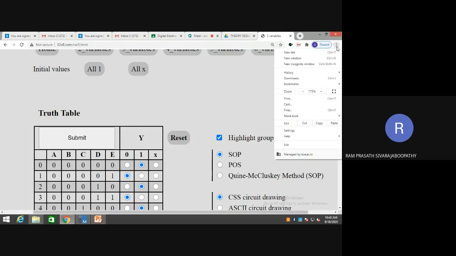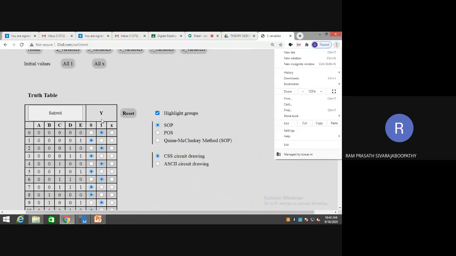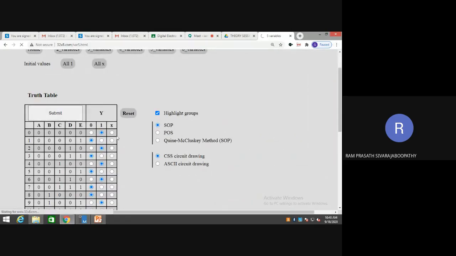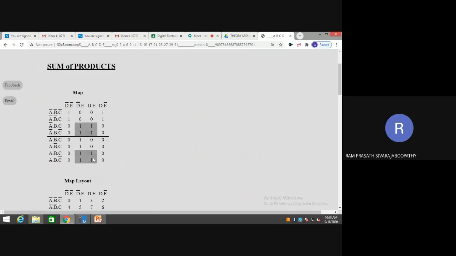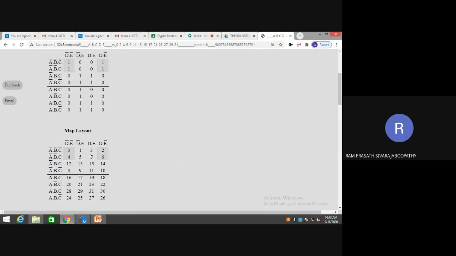Now I am going to submit it. Fine. Now you can see the grouping we made is shown here. If you look at the top, it shows whatever grouping we made. It will show only one time, 1 or 2 times. We grouped 4 cells, and below the numbering is given for those cells. Can you see it? Fine.